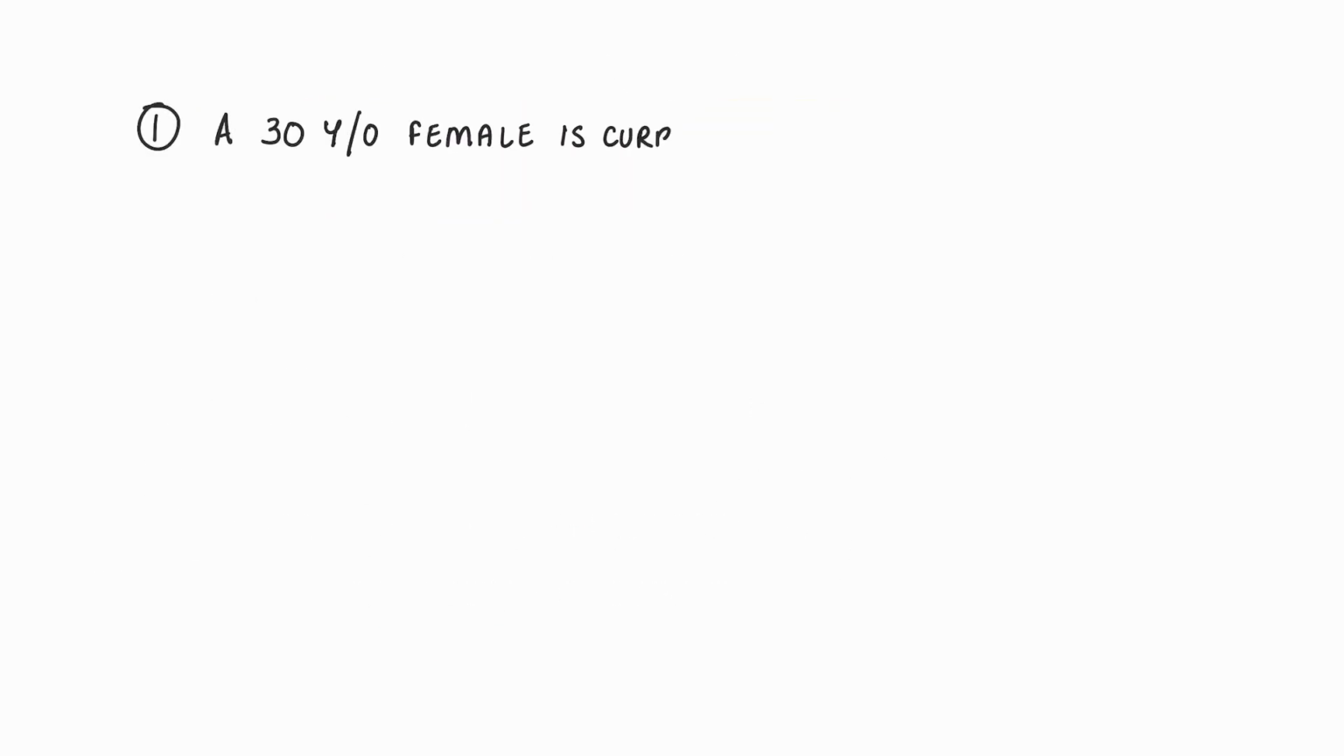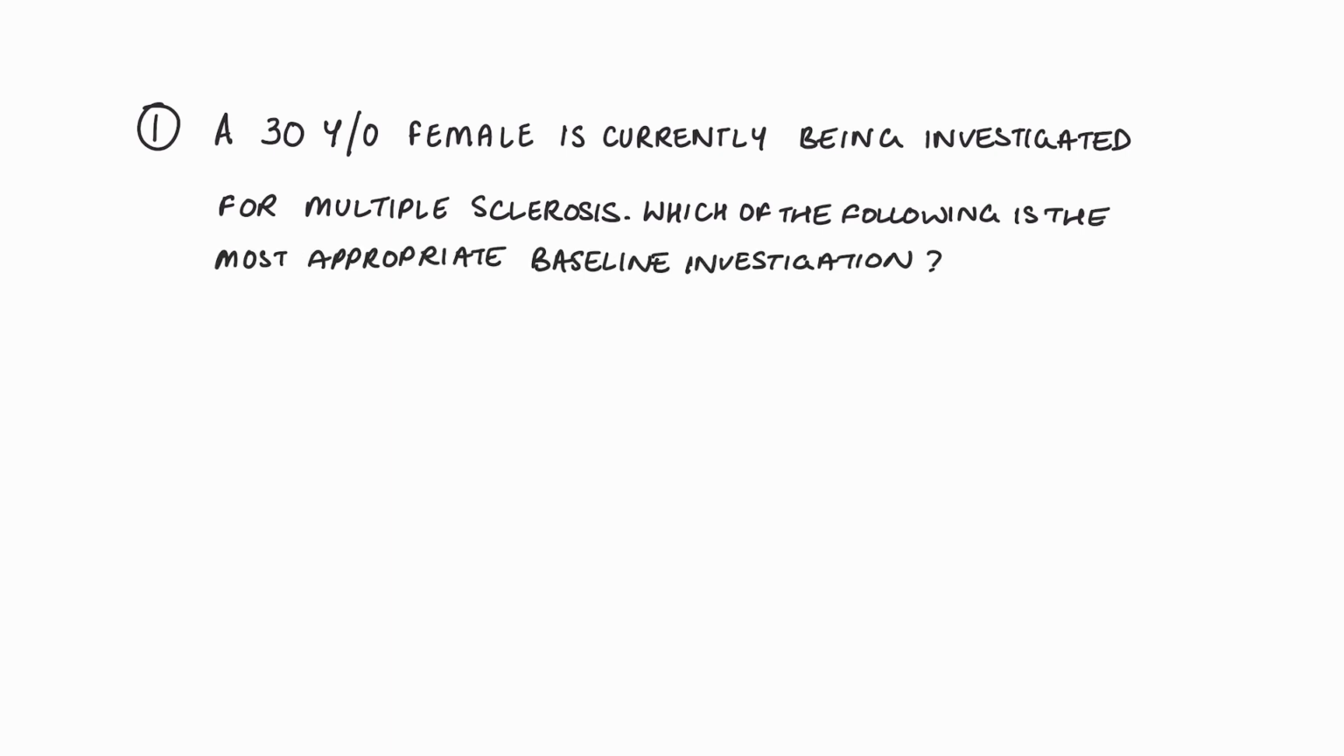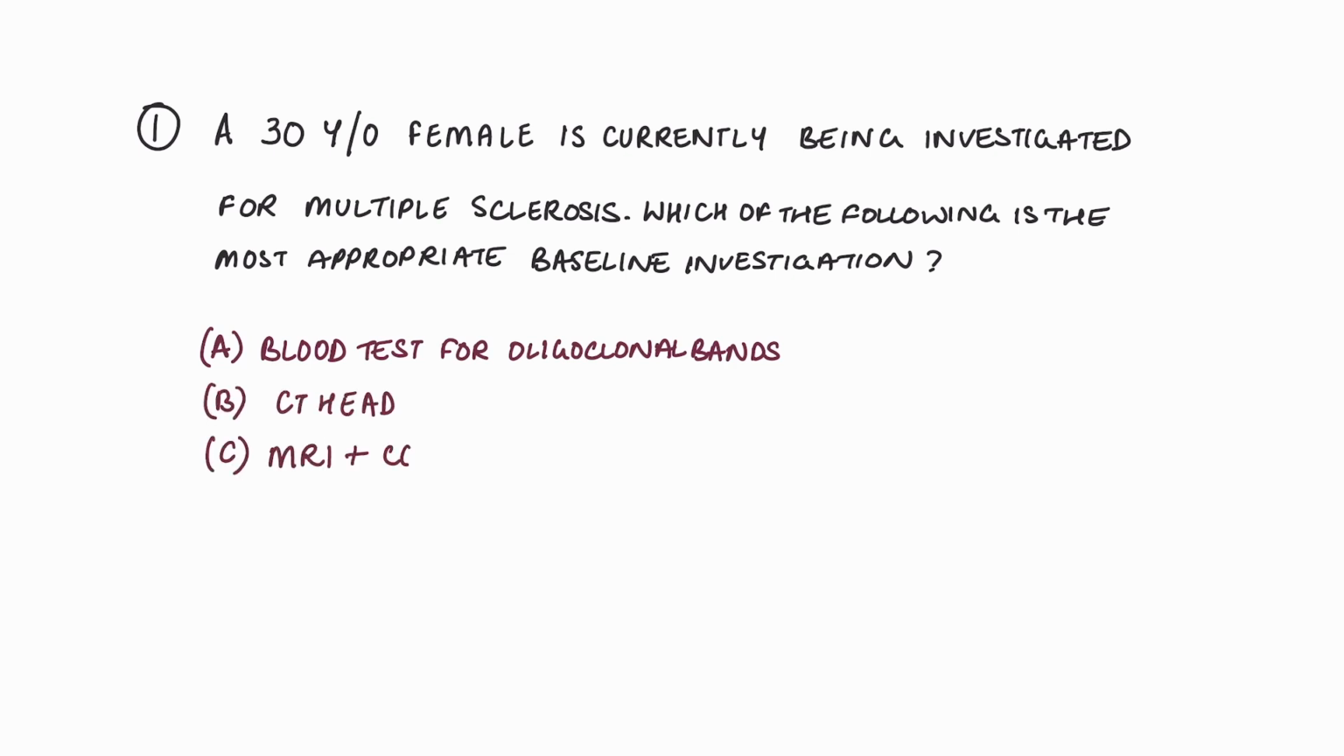So now let's have a look at a few questions that you might get in an exam regarding multiple sclerosis. Number 1. A 30-year-old female is currently being investigated for multiple sclerosis. Which of the following is the most appropriate baseline investigation? So the answer is MRI with contrast.